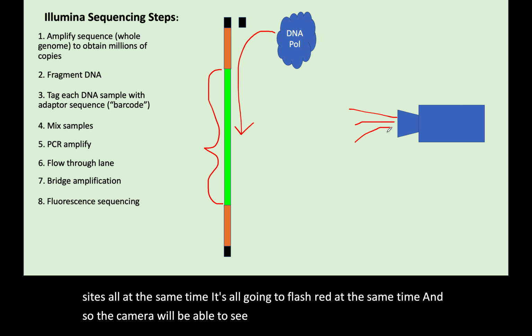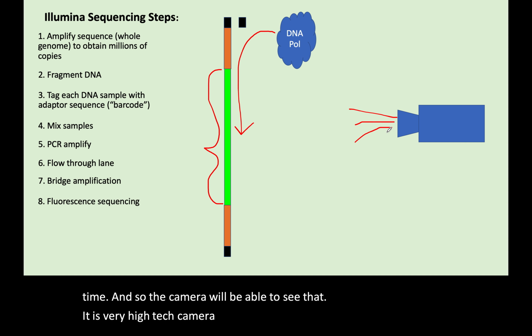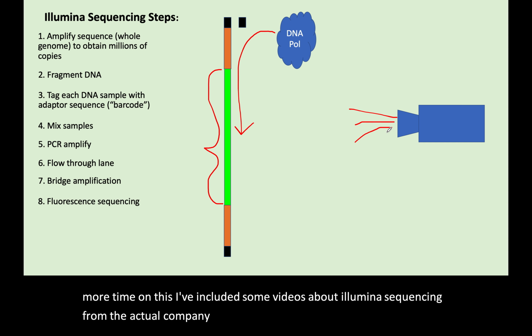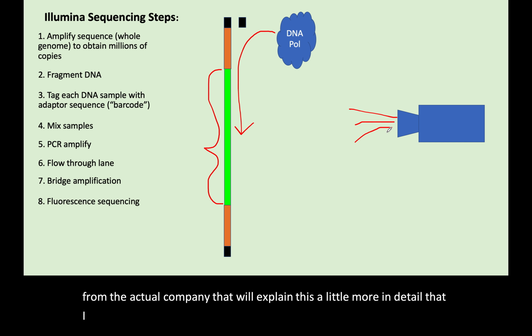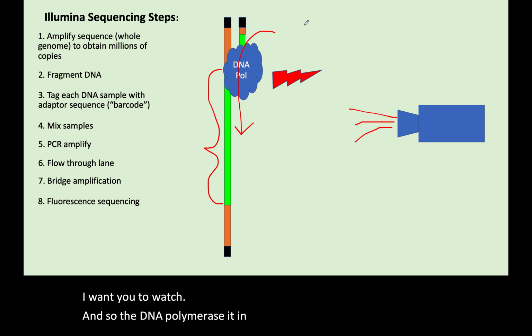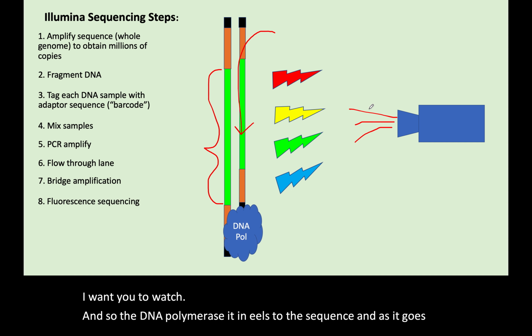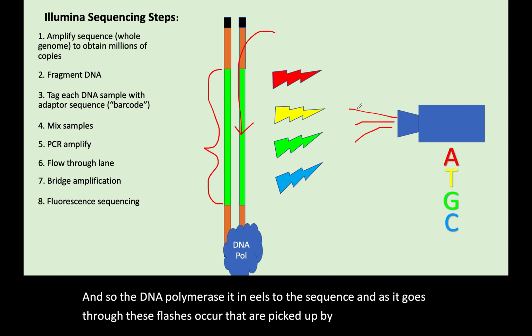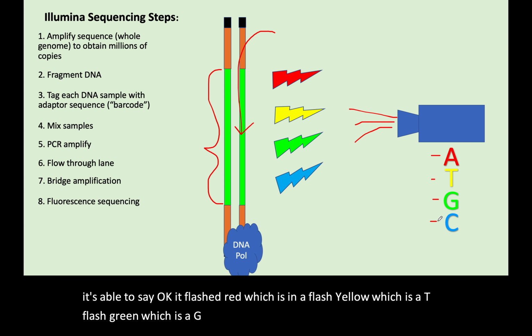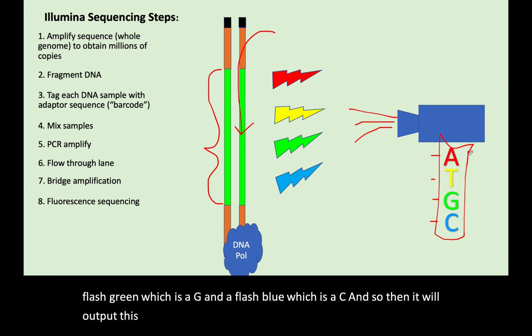It is a very high-tech camera, and I don't want to spend too much more time on this. I've included some videos about Illumina sequencing from the actual company that will explain this a little more in detail that I want you to watch. And so the DNA polymerase anneals to the sequence, and as it goes through, these flashes occur that are picked up by this camera. And then it is able to say, okay, it flashed red, which is an A, it flashed yellow, which is a T, it flashed green, which is a G, and it flashed blue, which is a C. And so then it will output this sequence that I can then use to analyze.